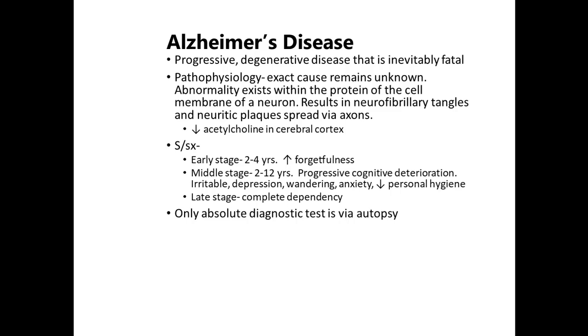It does generally have set stages. The early stage lasts about 2 to 4 years, and you're going to see people with increased forgetfulness. The middle stage lasts anywhere from 2 to 12 years, where their cognition is just deteriorating. They might be irritable, depressed, wandering, anxious, and they're not even going to have a thought to their personal hygiene. That's where our family comes in and they need to do complete cares.